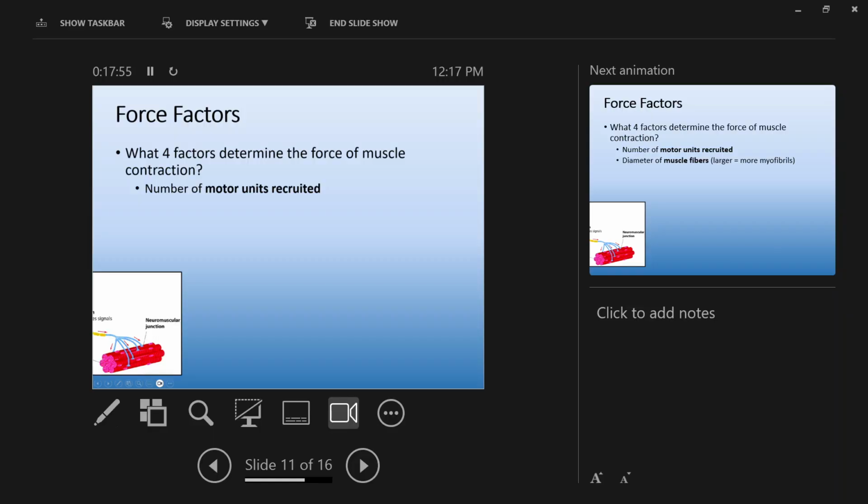So, motor units. What else can we do? The size of my muscle cells. So I can increase the diameter of the muscle fibers. By increasing the diameter of the muscle fiber, so again, fiber is equivalent to cell, by going from this to this, I've increased the number of myofibrils inside. I've just made more room.